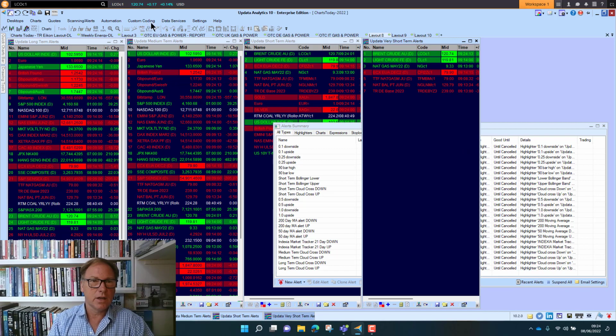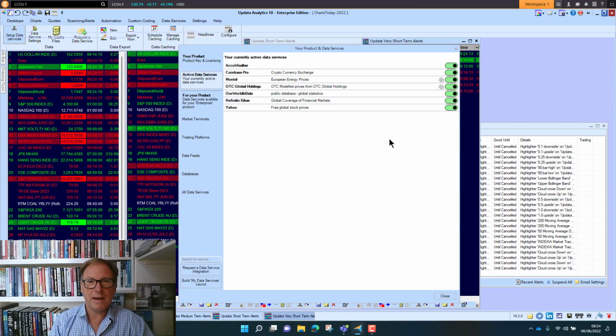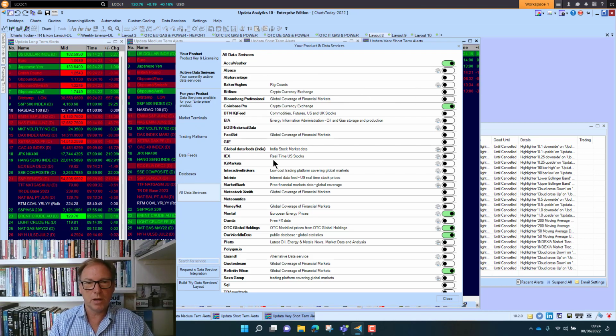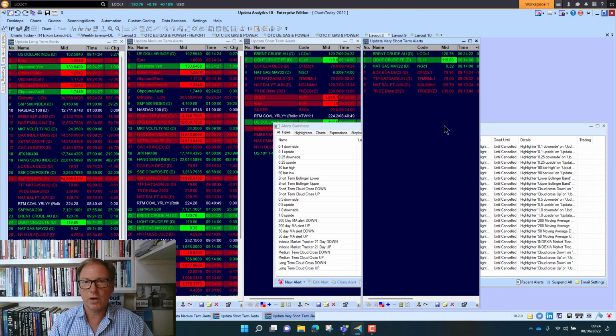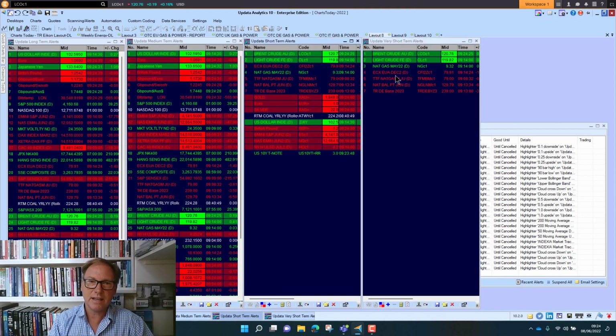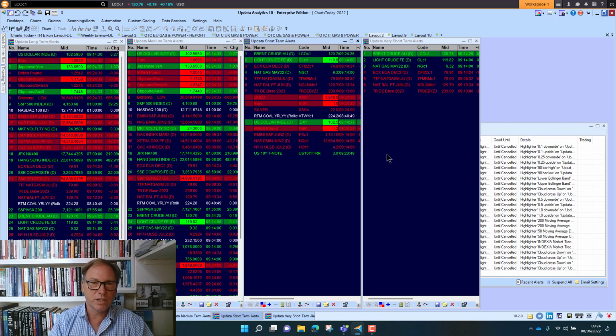So this data could be coming from anywhere. Of course, Update is compatible with lots of different data services. So you just literally could add in Bloomberg or Trayport or whatever you're running on. I'm running on Refinitiv Icon and a whole series of other feeds. And the key thing is that you're basically setting up the alerts from whichever feeds that you've got.